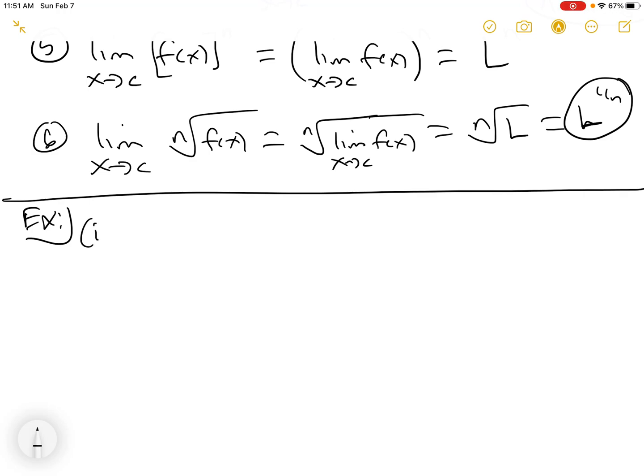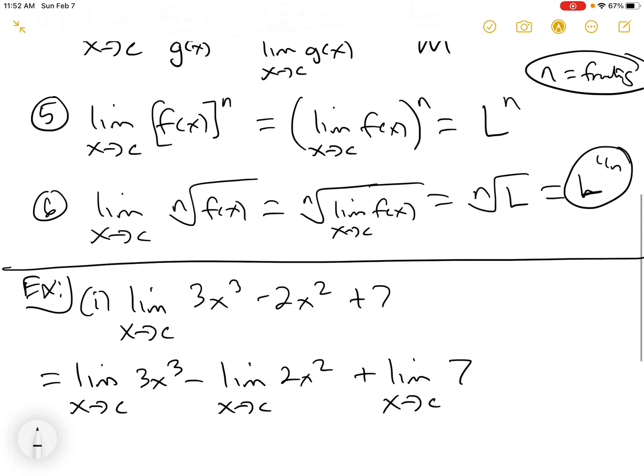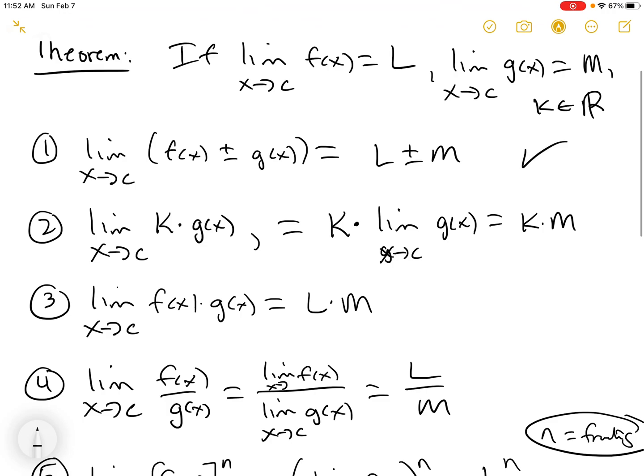So example 1. Let's compute the limit as x approaches c of 3x cubed minus 2x squared plus 7. And because the limit distributes over sums, this is a lot of writing, but here we go. The limit as x approaches c of 3x cubed minus the limit as x approaches c of 2x squared plus the limit as x approaches c of 7. So we've used property 1, right?